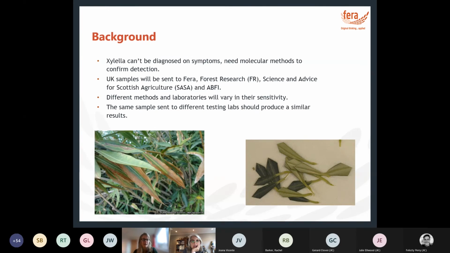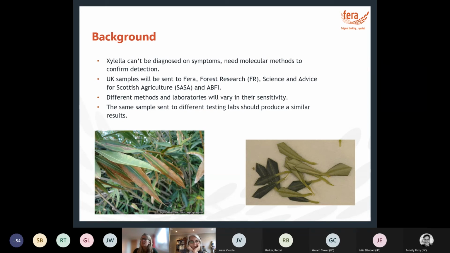As a bit of background, Xylella has fairly distinctive symptoms, but it can't be diagnosed based solely on those symptoms. In order to have a certified positive, we need the result from a molecular method to confirm that we have detection of Xylella. In the UK, any suspect sample would be sent to one of 4 labs. It would be sent to FARA, to Forest Research, to SASA in Scotland, or to AFBI in Northern Ireland.